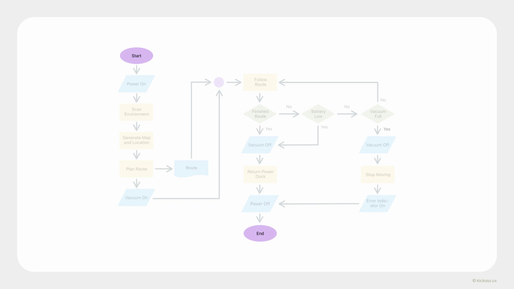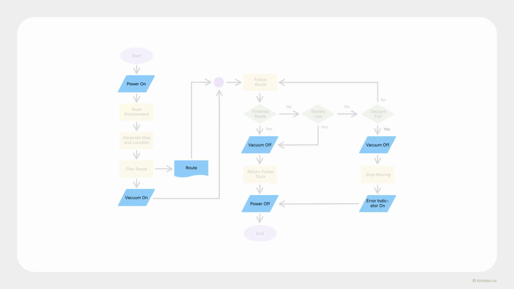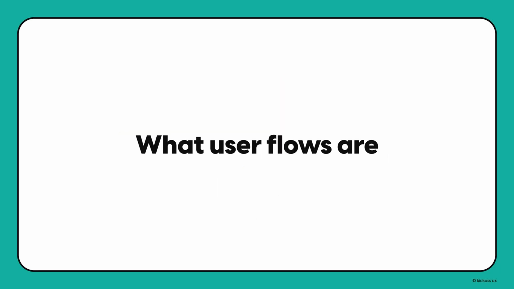Ovals denote the start and the end of the process. Arrows show the direction of the flow and the relationship between different steps in the process. The parallelogram denotes an input or output. Rectangles represent a process, diamonds represent a decision, and the circle with an X shows a summing junction of points that happen simultaneously. In this example, the vacuum turned on and planned its route at the same time before following the route. With this out of the way, we can now talk about user flows.